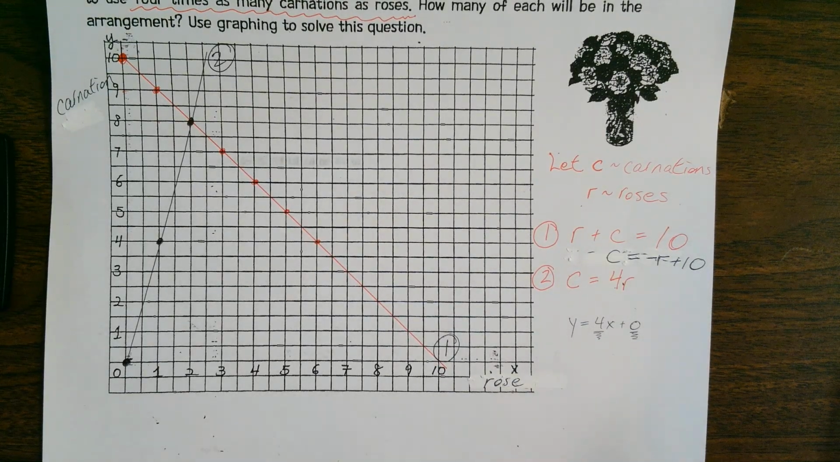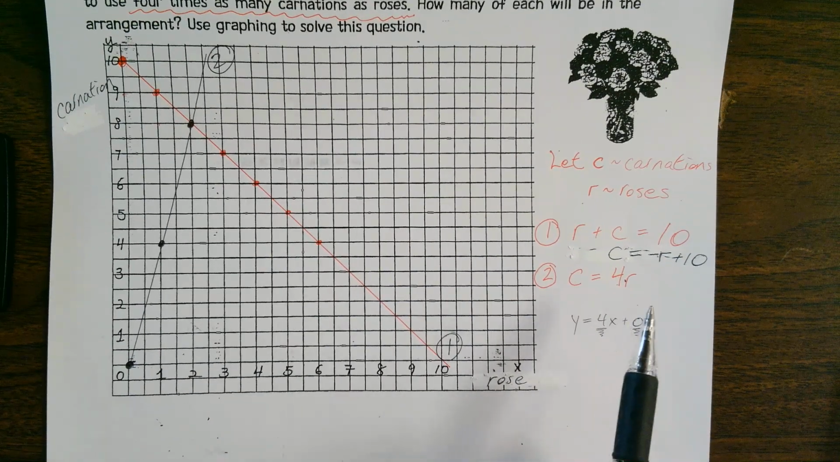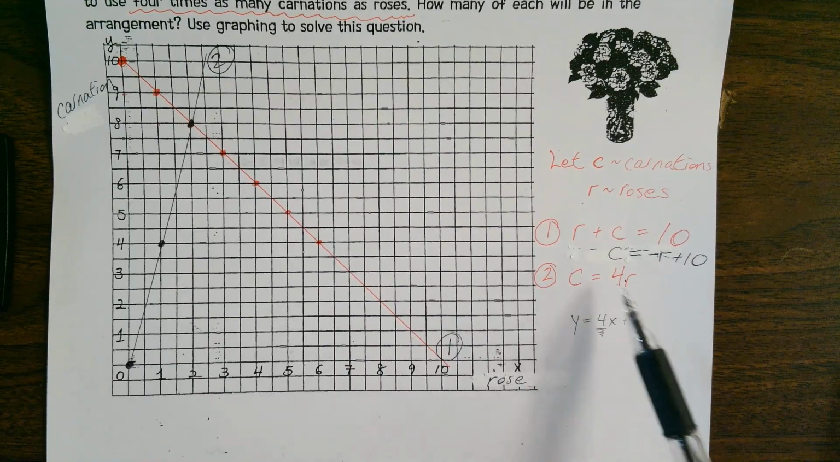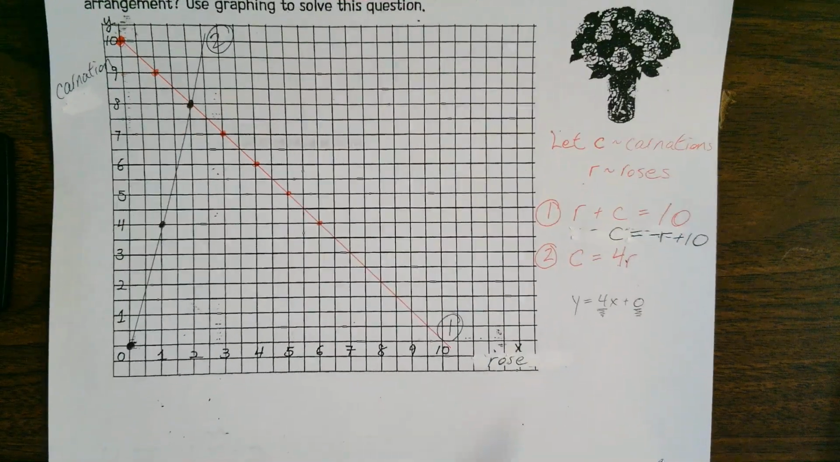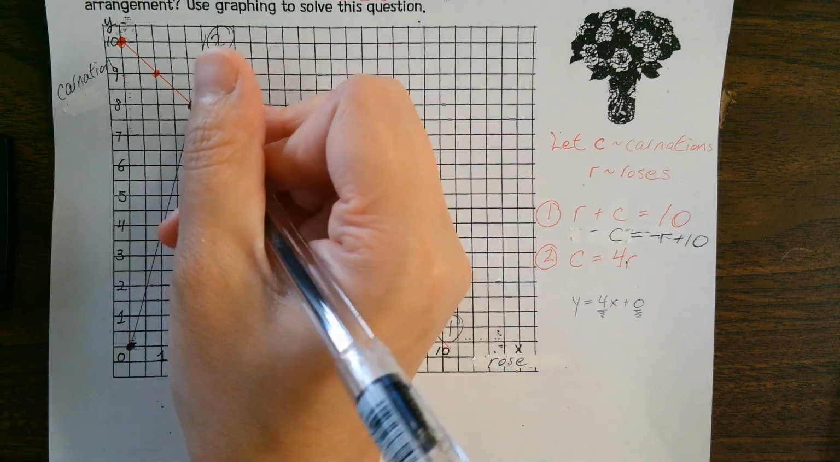Good catch, Paul. Okay. If I did the other way around, it would just make it 1 over 4 instead, and then your graph would be flipped. Okay, so we have our point of intersection.